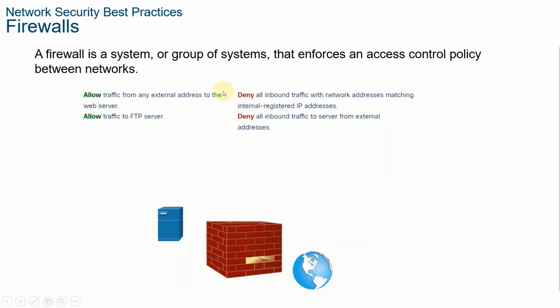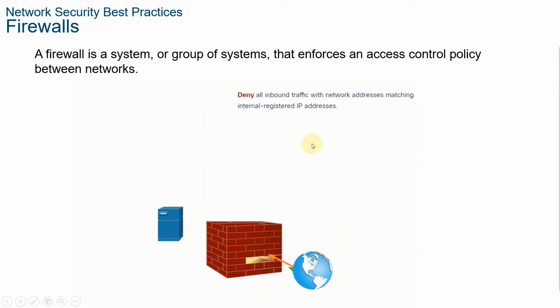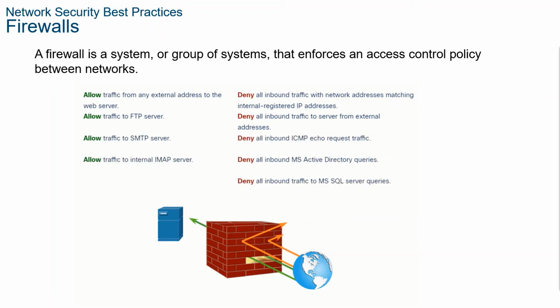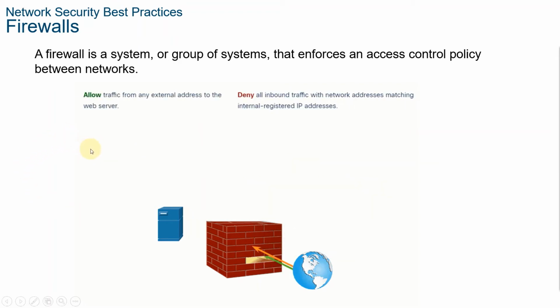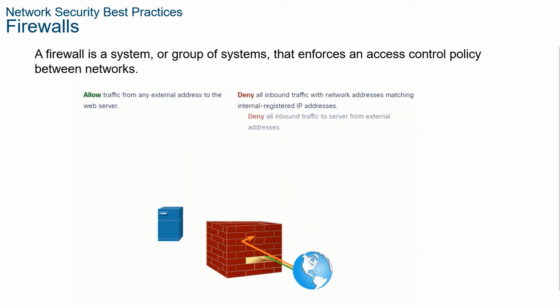Firewall. A firewall is a system or group of systems that enforces an access control policy between networks. Now, all firewalls share some common properties. Firewalls are resistant to network attacks. Firewalls are the only transit points between internal corporate networks and external networks because all traffic flows through the firewall. Firewalls enforce the access control policy.